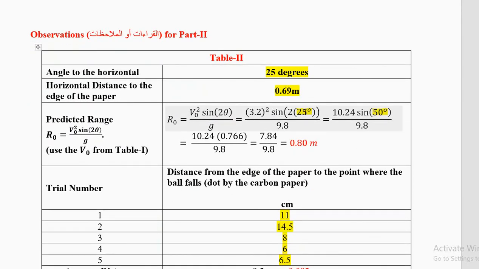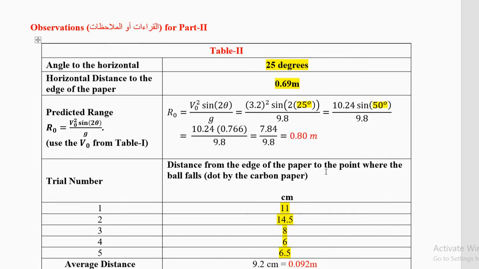Sine 2 theta, 2 into 25 is 50 degrees. So this is your experiment data. 2 into 25 is 50. So you do 10.24 into sine 50 divided by 9.8. How did you get 10.24? 3.2 into 3.2 is exactly 10.24. Then sine 50 is 0.766. Multiply these two numbers, you will get 7 point something divided by 9.8. 7.84 divided by 9.8 is 0.80 exactly. There are no recurring decimals in this.